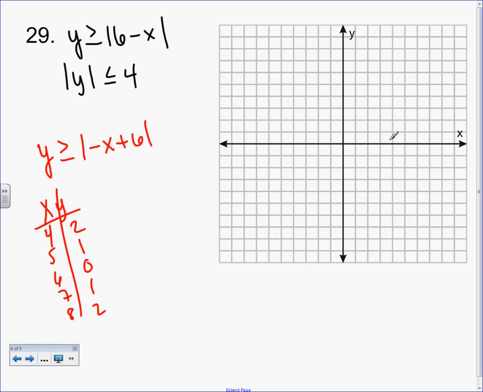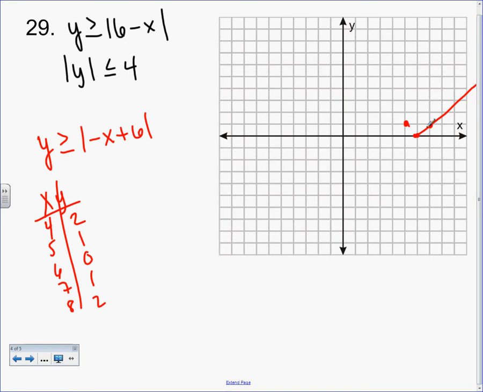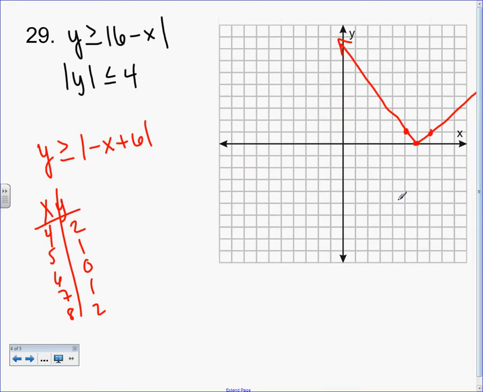1, 2, 3, 4, 5, 6, like that. Is this solid or dotted? Solid. Okay. Where would I shade? Above or below? Above. So if I were you, I would go ahead and shade lightly here, and then we'll see where they overlap at the end. Is that okay?